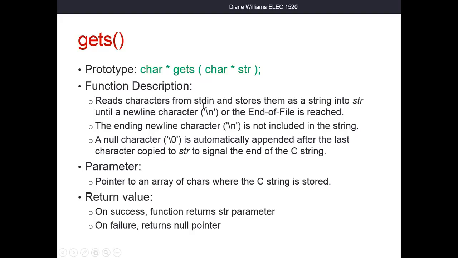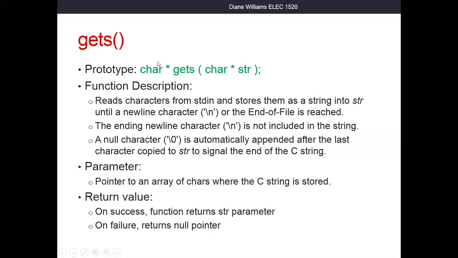It's going to read characters from standard input, right? That's attached to our keyboard, and store them as a string into str. So whatever argument we pass here, it's going to store that into that argument. It's going to read until a new line or end of file character is reached. So scanf, remember, terminates with white space. This one is going to read until it finds that enter key press, that new line character. The ending new line character is not included in the string. So we'll read everything and store everything in there except for that new line character, and it will append the null terminator, the \0. Right?